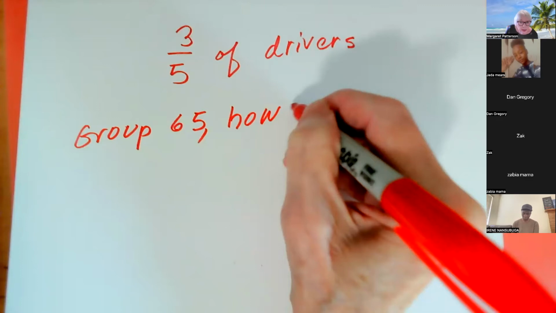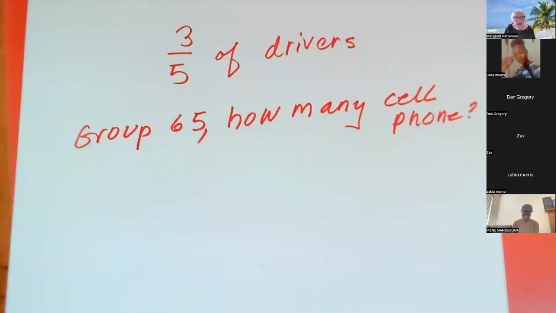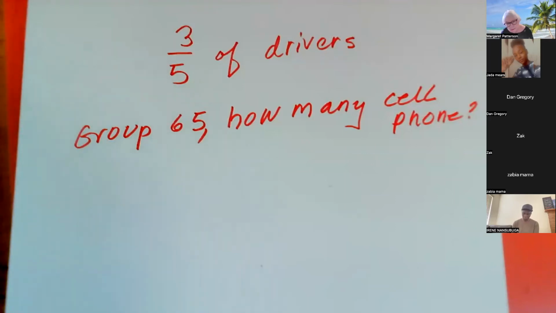So using this idea of 3/5, let's see if we can pull this up. Is it clear what needs to happen? What do I do with the two numbers? Can anybody say?